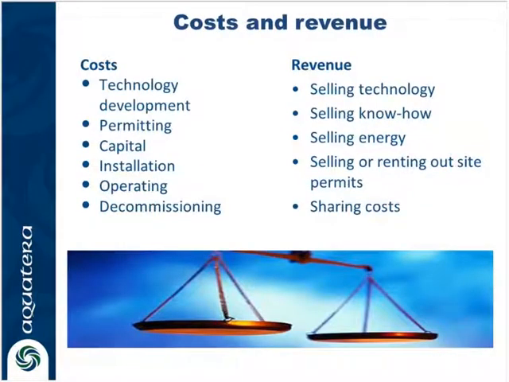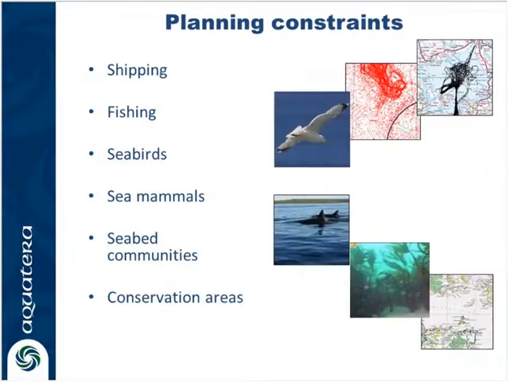In terms of costs and revenue, I guess in the end the key factor for the developer always is going to be the profitability. It's a high cost approach, so it's going to require a high revenue solution. And we come on to the planning constraints: shipping, fishing, seabirds, sea mammals, seabed communities. What level of impact is your development going to have on all these issues?